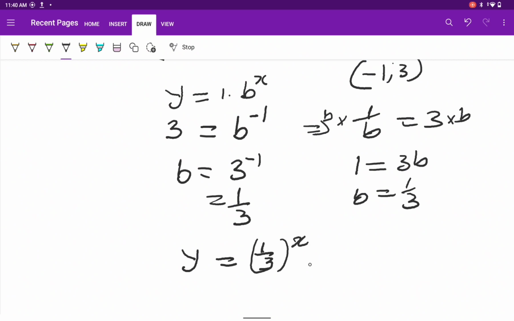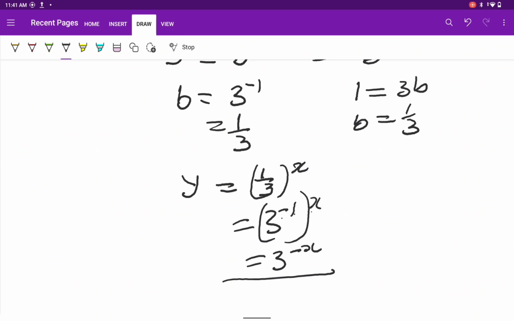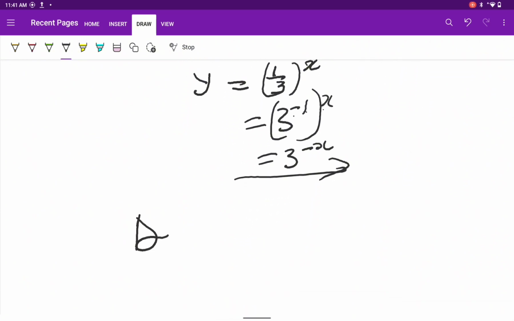So the 1 over 3, we can change it to be 3 to the power negative 1 exponent x, so it's 3 to the power negative x if we multiply the 1 by x. So that is how we calculate our equation. Alright, so the next thing that I want us to do is to look at the domain and the range.